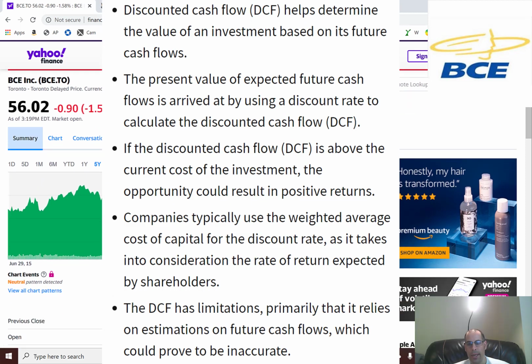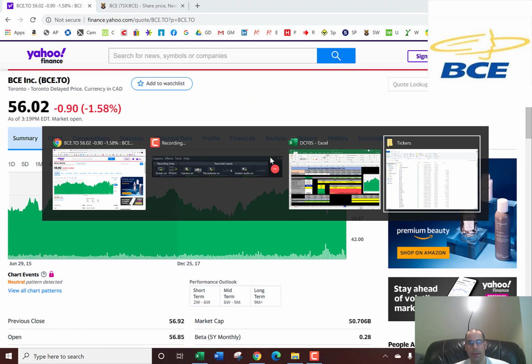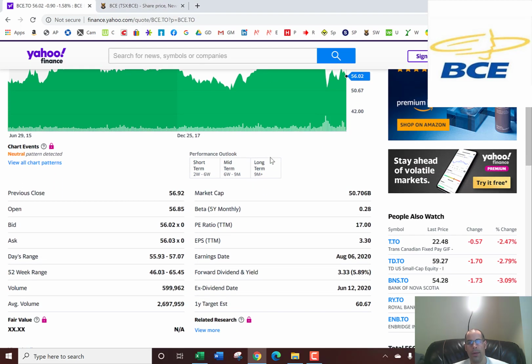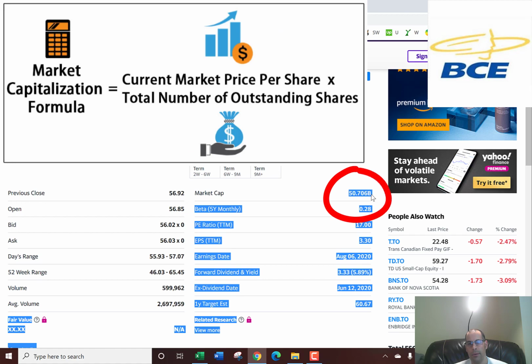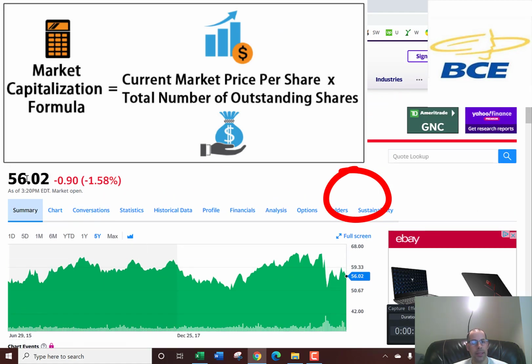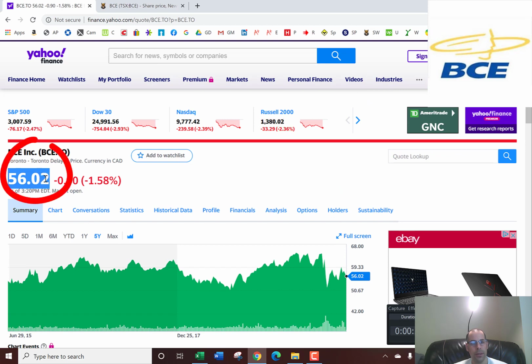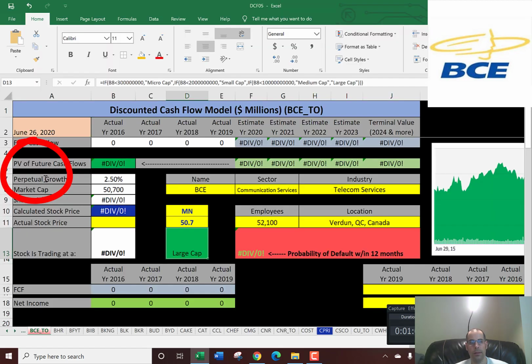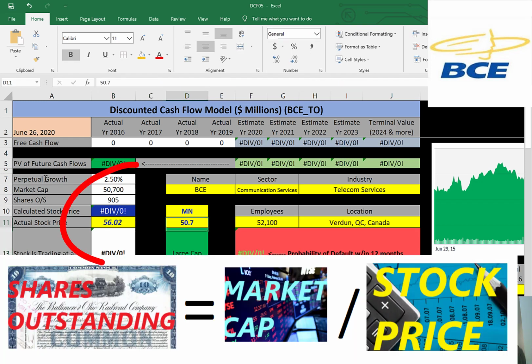The first thing we need is the market cap, which is 50.7 billion right here. Now we're going to need the stock price, which is 56.02. Now we can figure out the shares outstanding: the market cap, 50 billion, divided by the stock price, $56, equals the shares outstanding, 905 million.